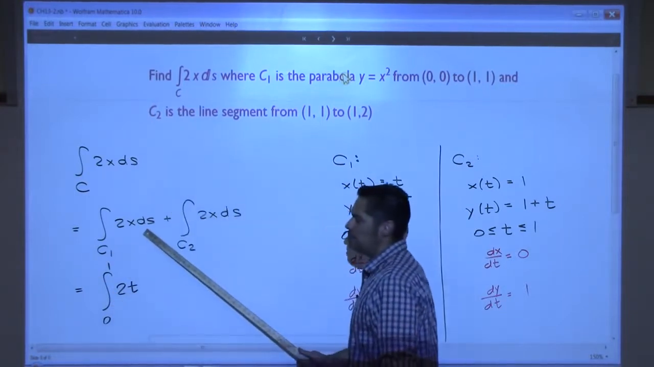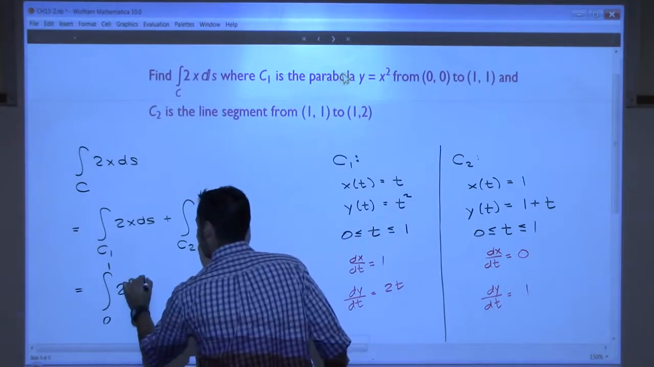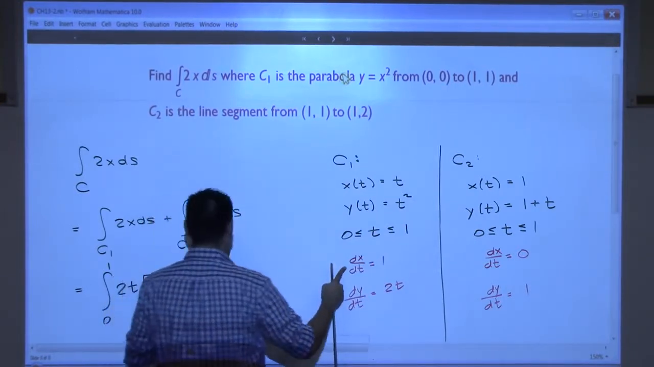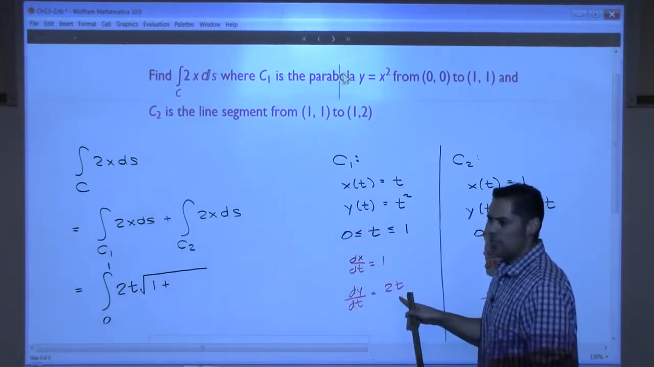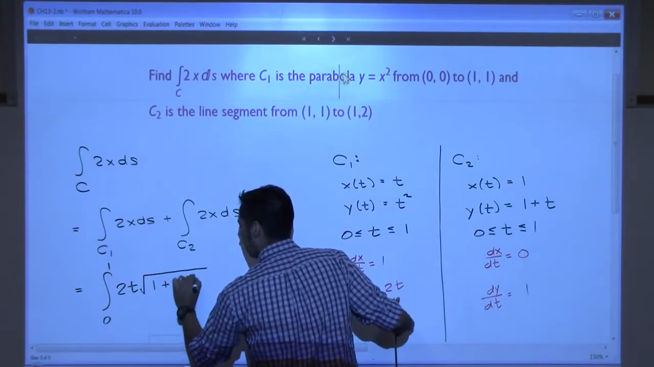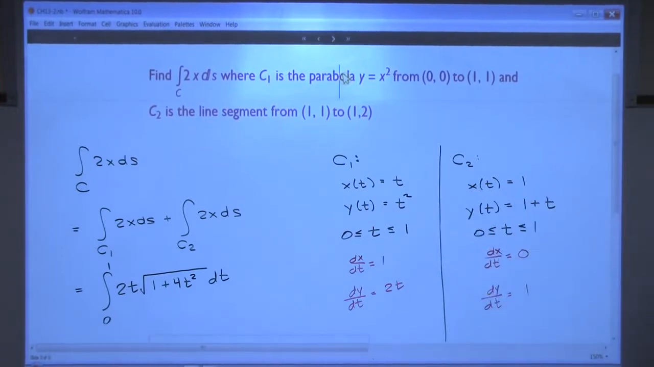And then ds, but ds is the arc length formula. So square root of what? dx/dt squared, so 1 squared is 1, plus 2t squared, so 4t squared, dt. That's your first integral.